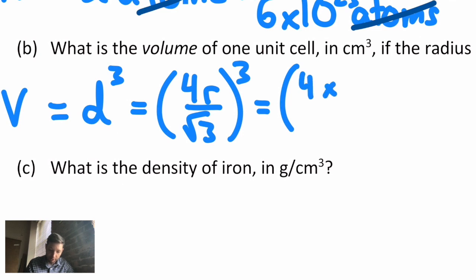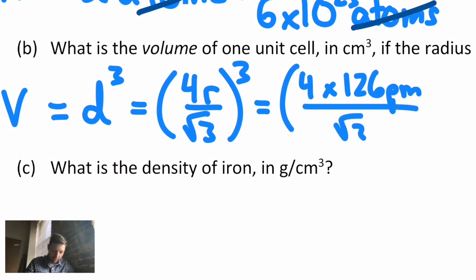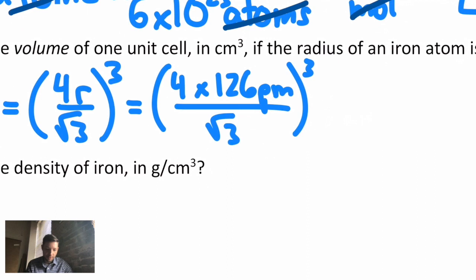126 picometers is what's given to us. So that means I have 4 times 126 picometers divided by root 3, cubed. That's going to give me a volume in cubic picometers. I want cubic centimeters, so I need to do a conversion from one prefix to another.